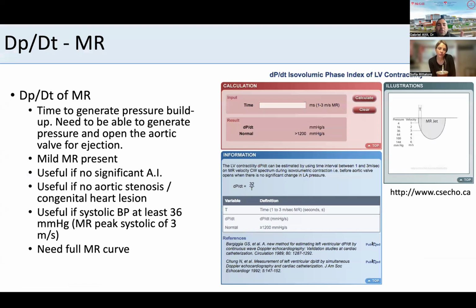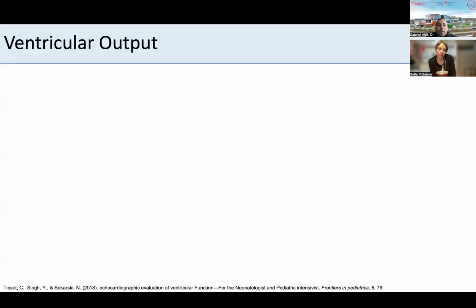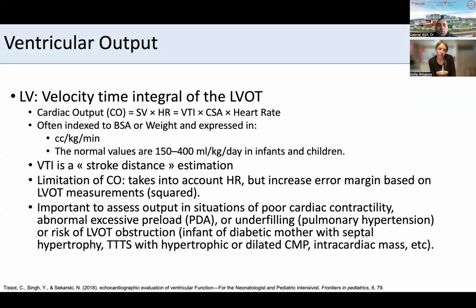We already described the dP/dt of the MR. I'm not going to go again over this. Ventricular output, we also described it. We spoke about the fact that 150 to 400 cc per kilo per minute is usually the normal, but some patients have decreased metabolic rates, so you have to match it to the clinical status, like a cooling patient, for example, that's doing nothing or is on tons of anti-seizure medication and almost comatose, has really decreased metabolic demand.